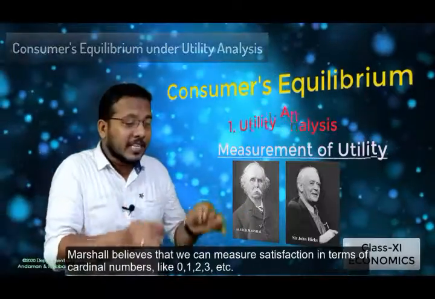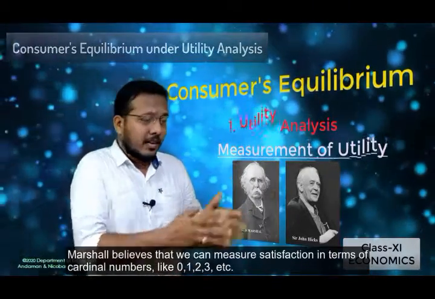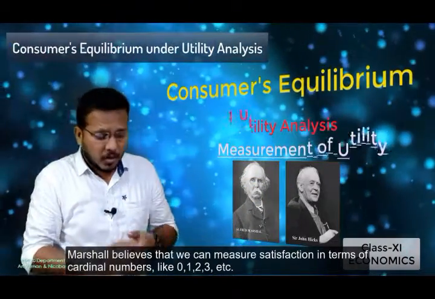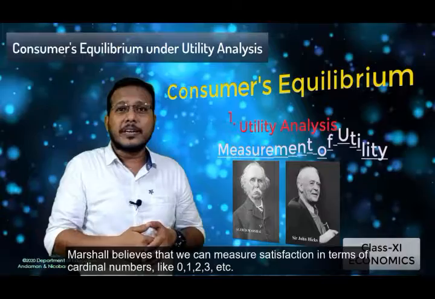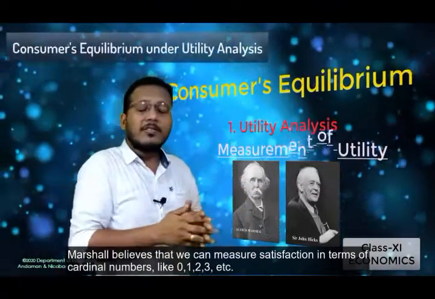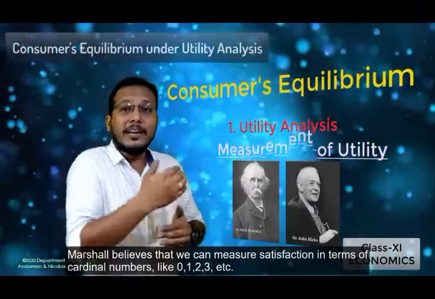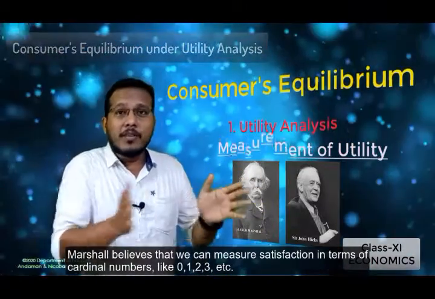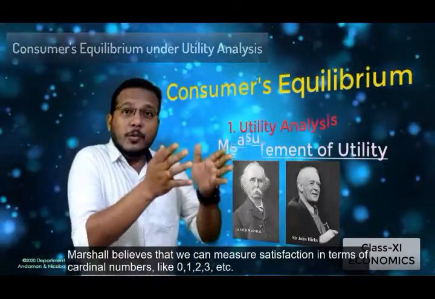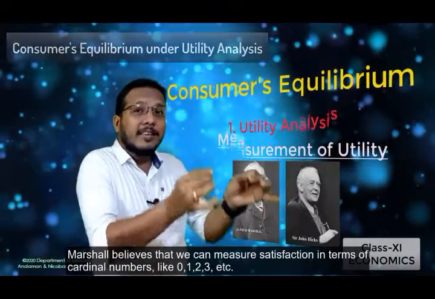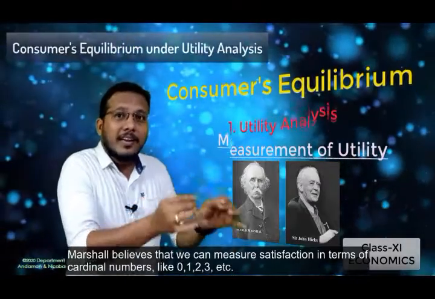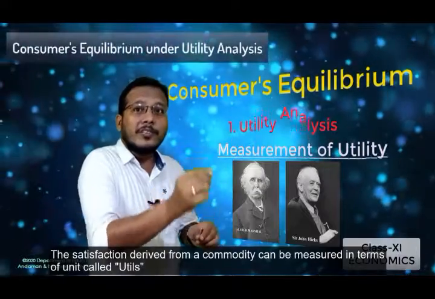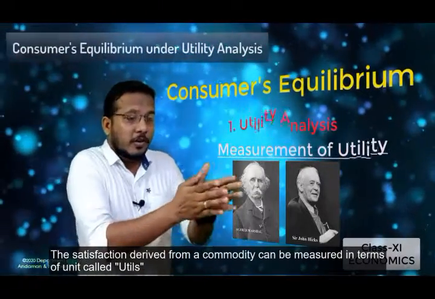It can be measured with the cardinal numbers. That means with the numerical numbers starting from 0, 1, 2, 3, 4 and so on. So here he propagated that the satisfaction level, that is the utility, can be measured with the help of cardinal numbers. The utility which is being derived from each and every unit is denoted as utils. So utils are the unit of measuring utility.